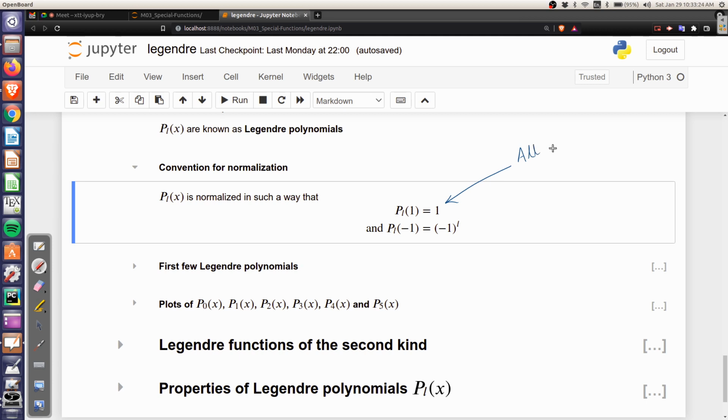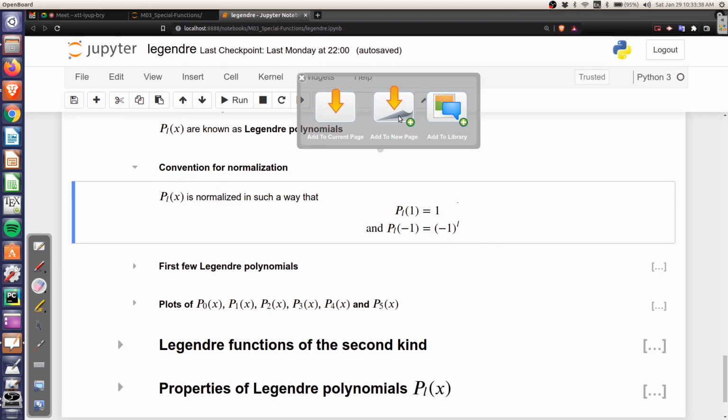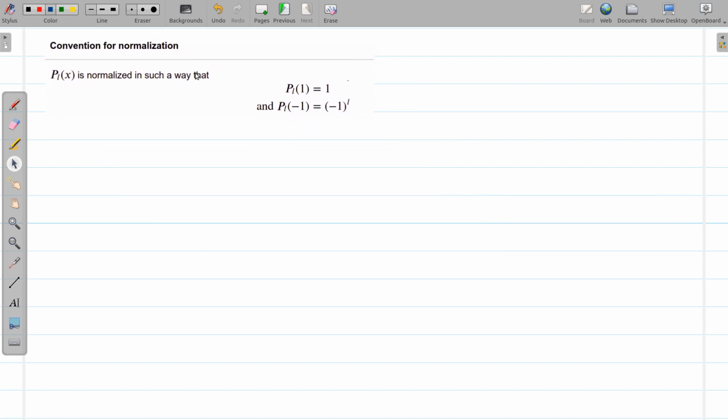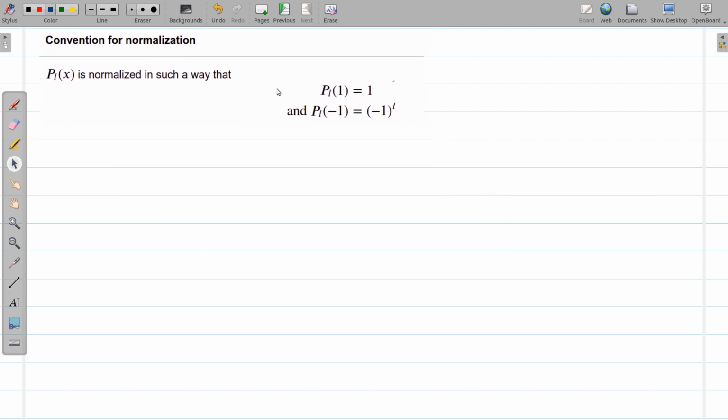Okay, so all the, or rather let me put it on the slide. So this is the convention for normalization. Let me put it here. Once I show you the plot, then it will become clear. Okay, so what does this mean? This one, what does this mean?